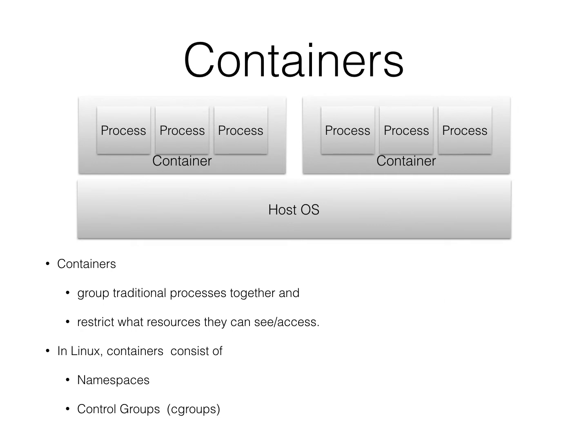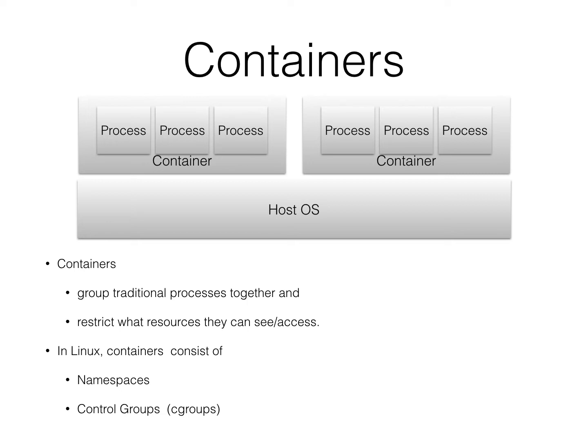So containers are groups of traditional processes. And an OS-level virtualization mechanism will restrict the resources accessed by each group of processes. In Linux specifically, a container consists of two major components. One is called namespaces, which refers to the set of resources that a group of processes can name and access, and the other is control groups, which control how many resources a group of processes can access, like how much CPU or how much memory, and so on.